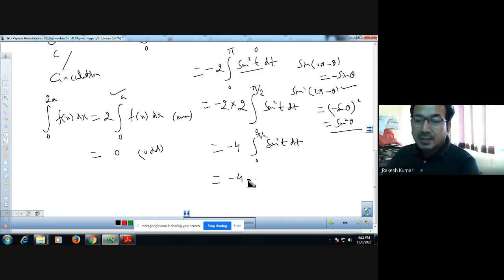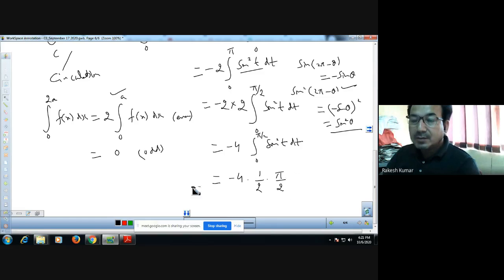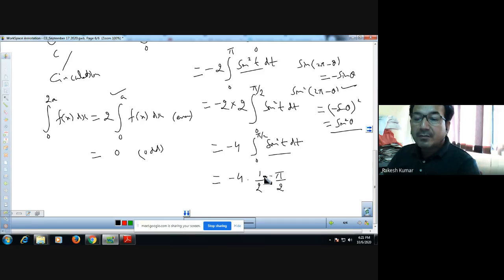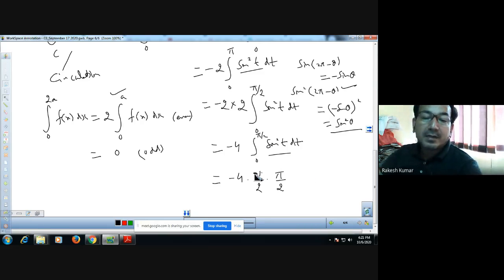Minus 4 is there. Now the power is 2, so you subtract 1 from this. After subtracting 1 from the power, you will get 1. So 1 upon the power, which is 2. And if the power is an even power, you multiply it with pi by 2. So this is the application of this integral with the help of the reduction formula.